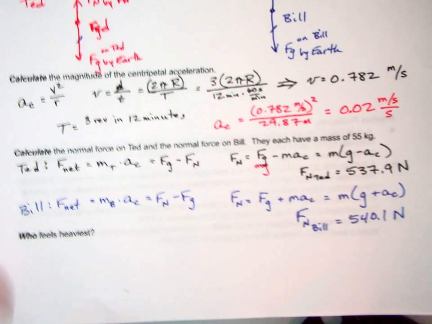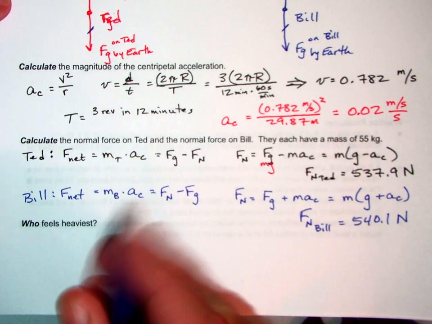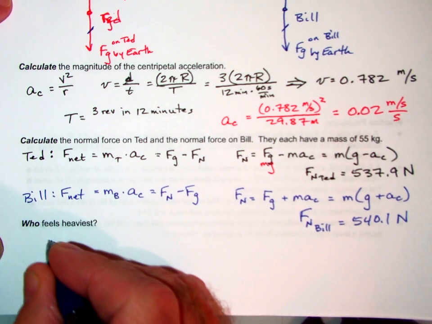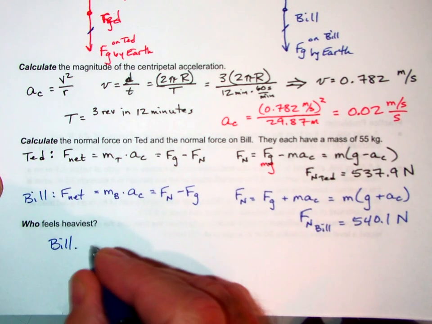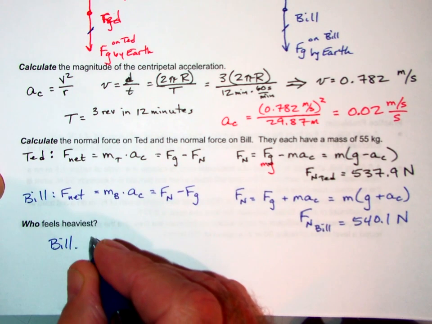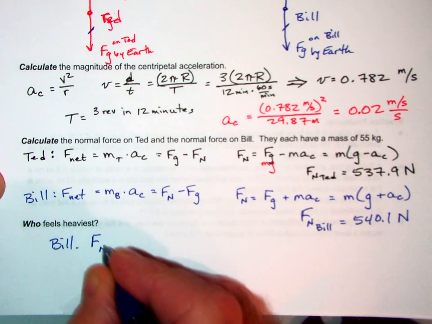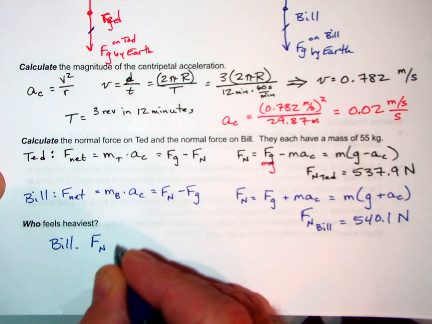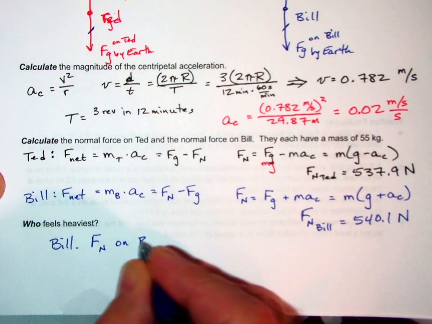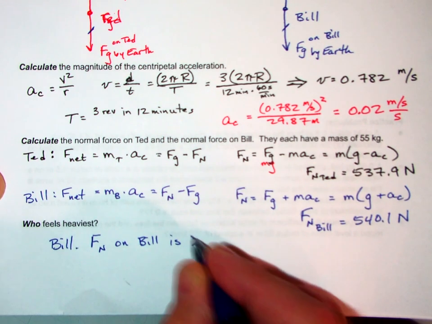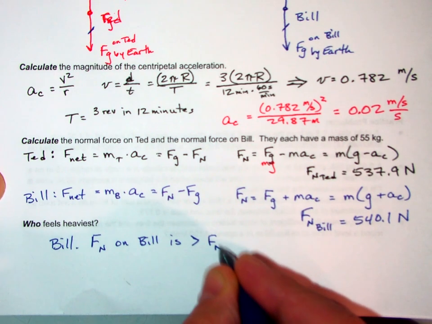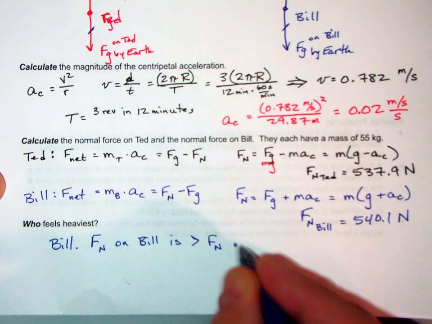So this question about who feels the heaviest then is Bill, because the normal force on Bill is greater than the normal force on Ted.